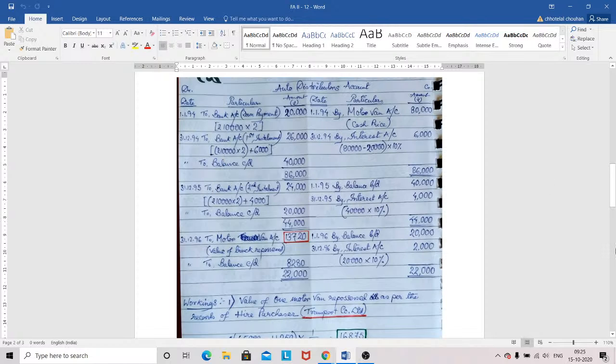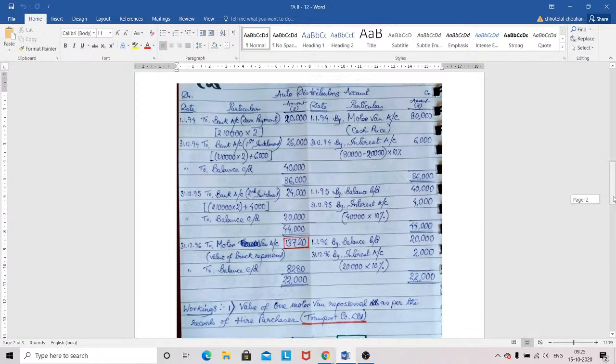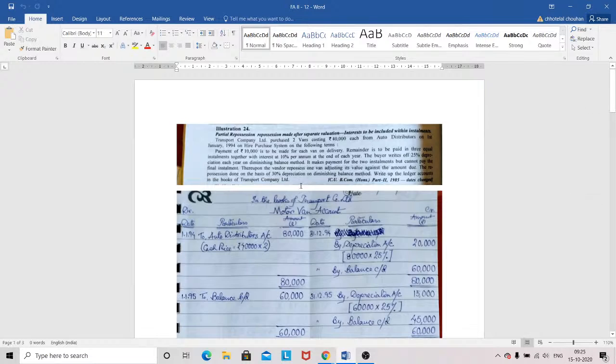Now here lies the calculations. এই calculations আমি তখন বলিনি, আমি এখানে একটুখানি বলে দিচ্ছি. Now just see that they have been mentioned, 10,000 of each van have been paid on delivery. Now what is the cash price of a motor van? Cash price of the motor van is 40,000.